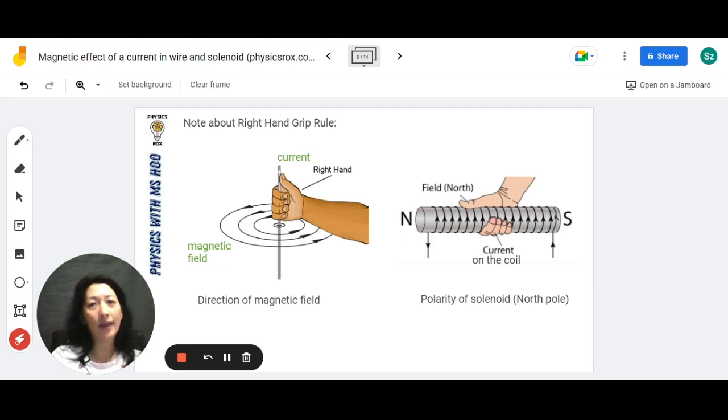So just bear in mind that sometimes the same hand rule looks exactly the same, but they can be used in different situations. Let me say that again. They can be used in different situations to determine different things. So just be aware of when and how to use the rules in different situations.